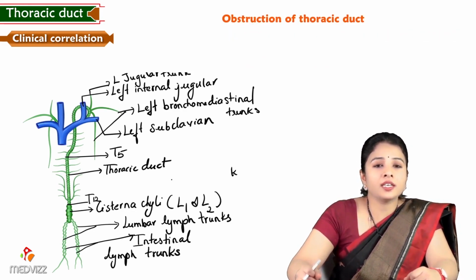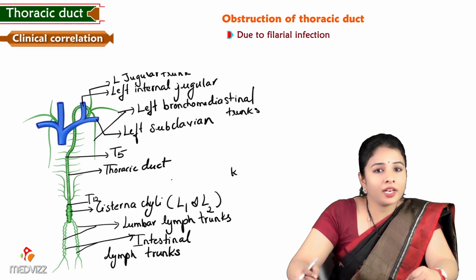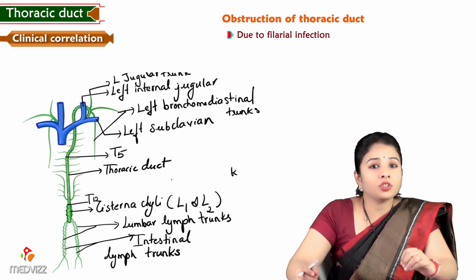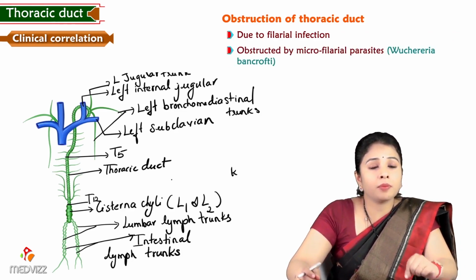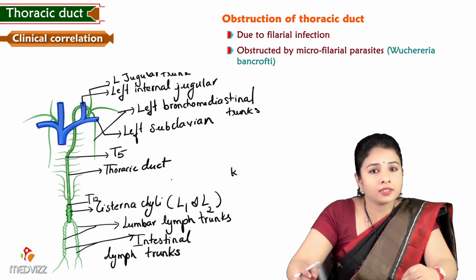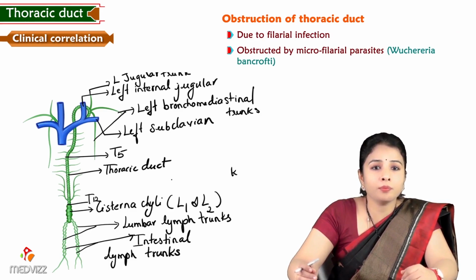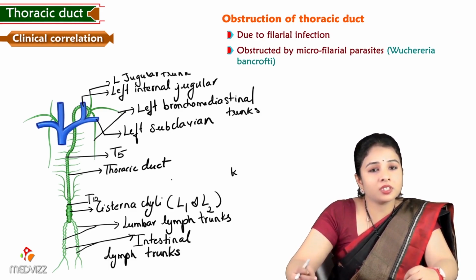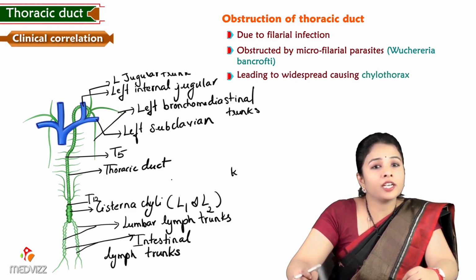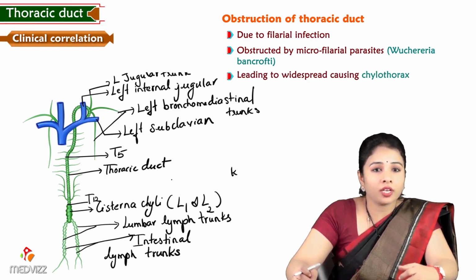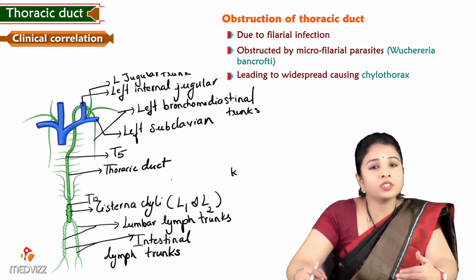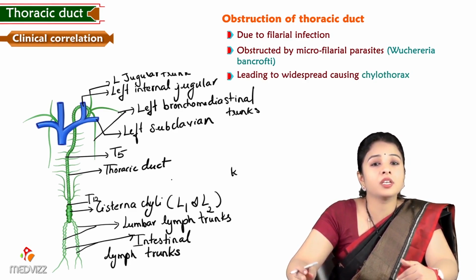Obstruction of the thoracic duct can be due to the filarial infection. So the thoracic duct is obstructed by the microfilarial parasites. These microfilarial parasites are Wuchereria bancrofti, is its scientific name. So because of this obstruction, which leads to the widespread of chylothorax. So the obstruction of these lymphatics results in chylothorax in thoracic region.